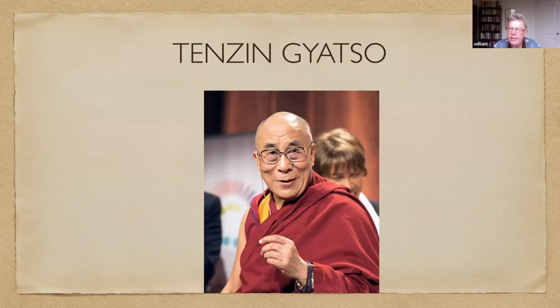Born July 6, 1935, on a straw mat in a cowshed, sound familiar, to a farmer's family in a remote part of Tibet. After a selection process, and I'll say something about that in just a second, on February 5th, 1940, he became the 14th Dalai Lama. After his exile from Tibet, he took the message of Tibetan Buddhism to the world at large. Before Tenzin Gyatso, very few people knew anything about Tibetan Buddhism.